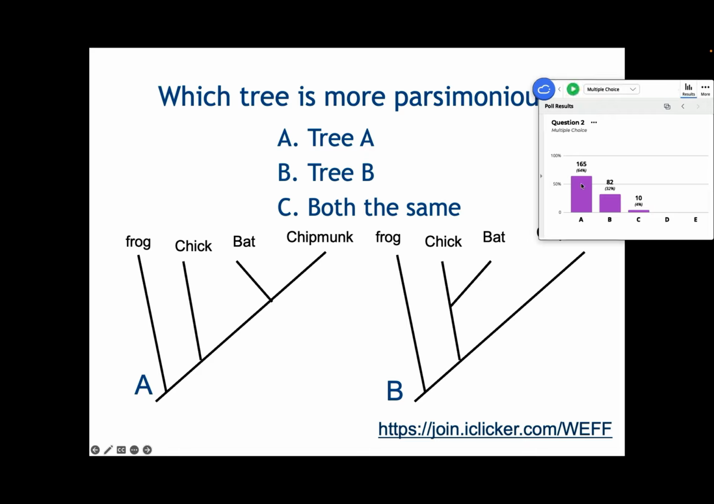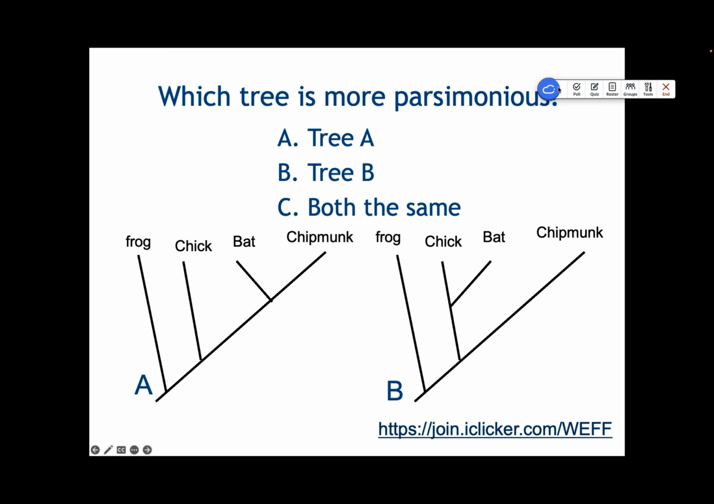Let's take a look. Yes, people like tree A. Very good. I like it too. And even if you didn't already know that bats are more closely related to chipmunks, you could hopefully work that out simply by seeing that tree A is more parsimonious than tree B. So for tree A, for example, we need to get bats and chipmunks both possessing lactation. So we can have a single evolutionary step here.